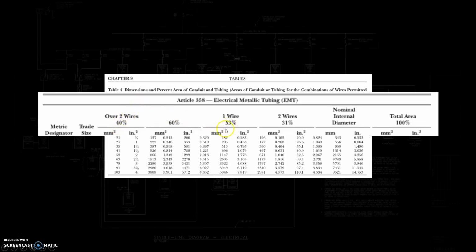It is interesting why when we have 1 wire and 2 wires, it just doesn't seem rational here. And quite frankly, I don't know. I don't have an answer for that. But again, 99.9% of the time, you're always in this 40% column over here. Again, be careful, millimeters squared versus inches squared.